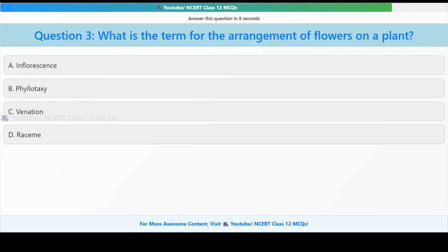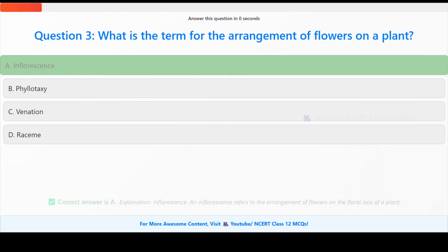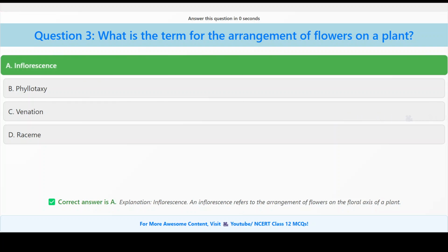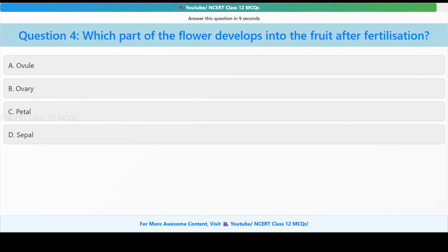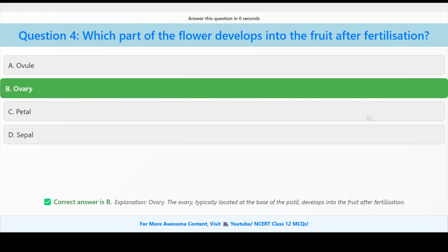Question 3. What is the term for the arrangement of flowers on a plant? Inflorescence. An inflorescence refers to the arrangement of flowers on the floral axis of a plant. Question 4. Which part of the flower develops into the fruit after fertilization? Ovary. The ovary, typically located at the base of the pistil, develops into the fruit after fertilization.